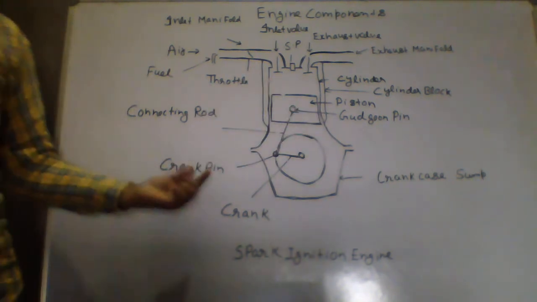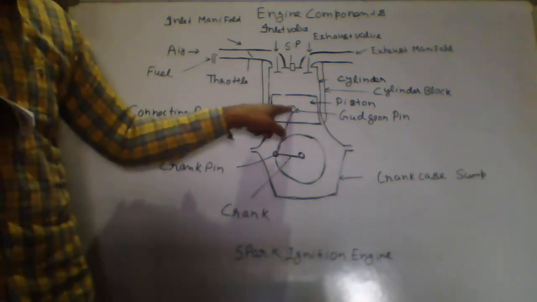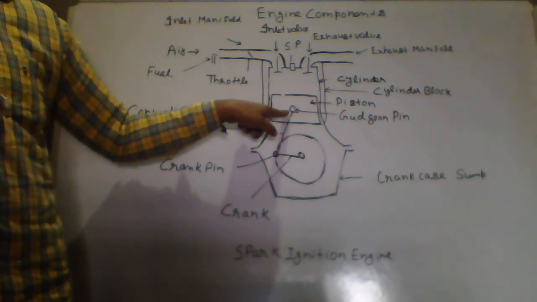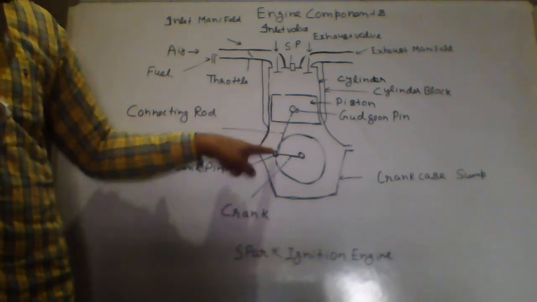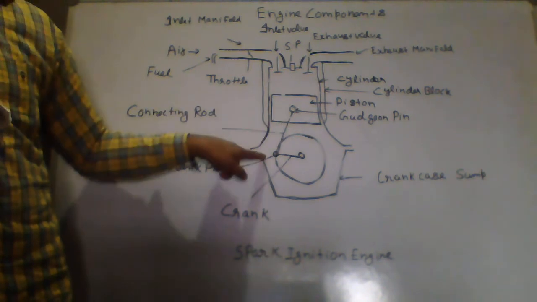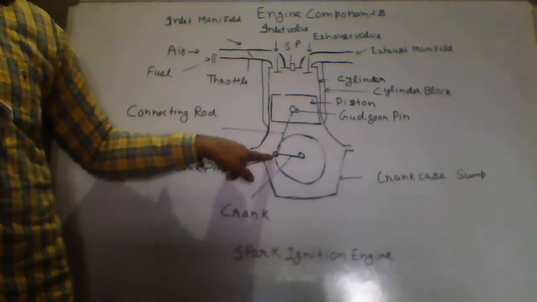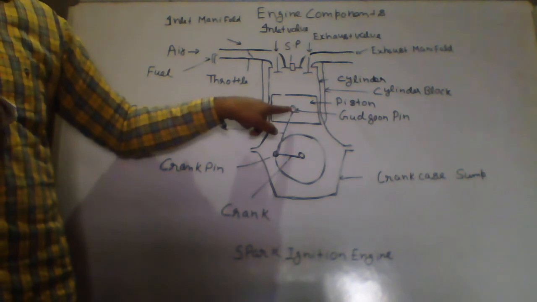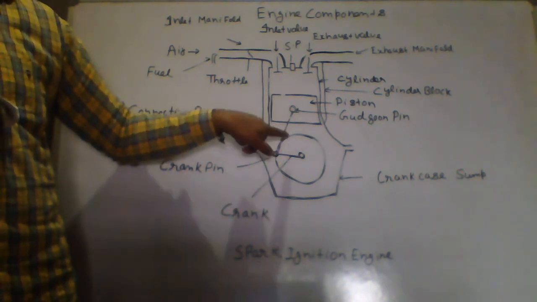Okay, the next part is your gudgeon pin. This is your gudgeon pin. The gudgeon pin links the small end of the connecting rod and the piston. Your connecting rod has a small end and a bigger end. This is your bigger end of the connecting rod. This is your small end of the connecting rod. This is your gudgeon pin. The gudgeon pin will connect the piston to the connecting rod.